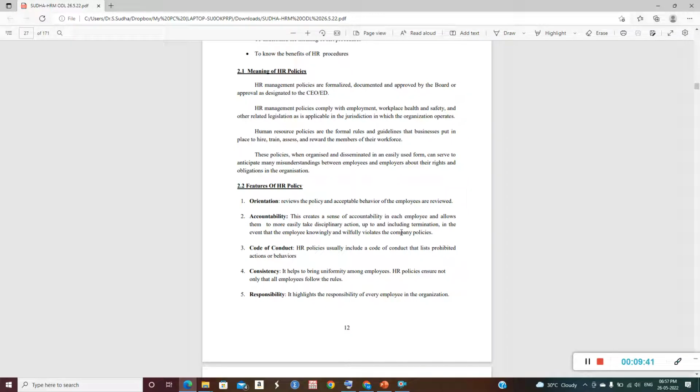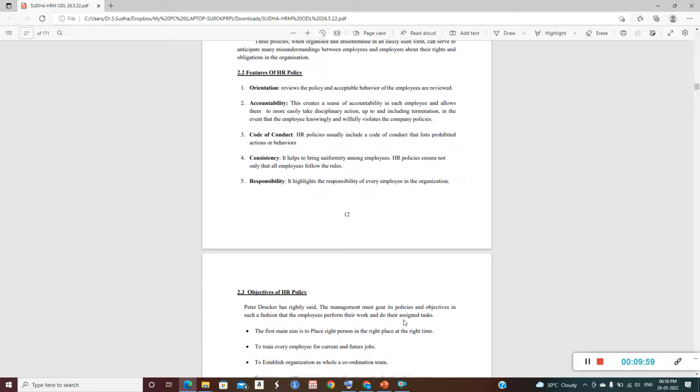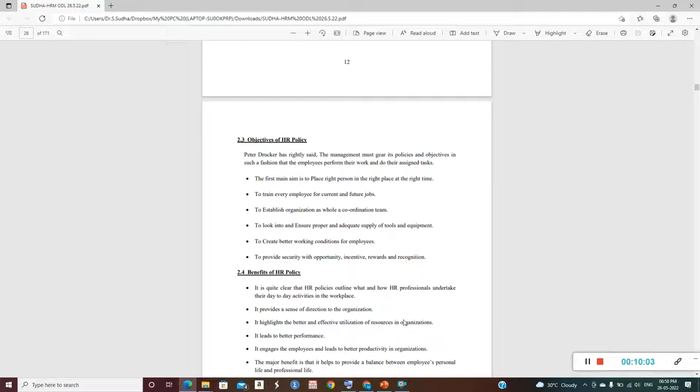And consistency. HR policies try to bring uniformity or consistency among employees. It ensures that people follow its rules and regulations. When talking more about HR policies, we can also concentrate on their objectives. Peter Drucker rightly said that a manager must gear policies and objectives in such a fashion that employees perform their work and do their assigned tasks. The first main aim is to place the right person in the right place at the right point of time with the right compensation and the right skill sets, to train every employee for current as well as future jobs. This concentrates on the career development of the personnel.